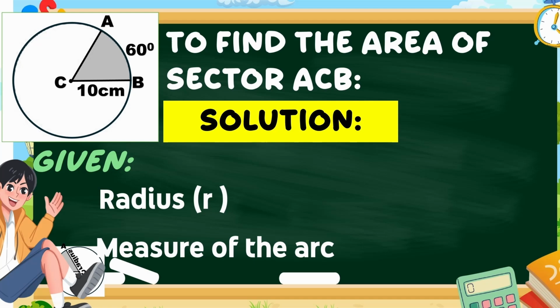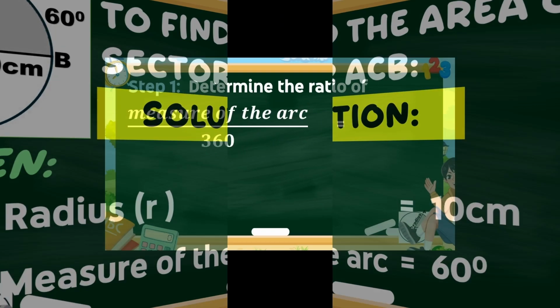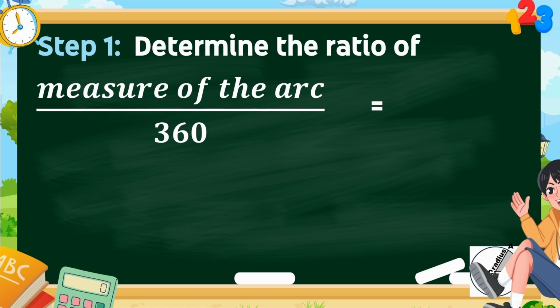To find the area of sector ACB, let's first identify the given information, which is the measure of the arc and the radius. So in this example, the radius is 10 centimeters and the measure of the arc is 60 degrees. Next, for step number 1, again, the measure of the arc is 60 over 360. And then we simplify.